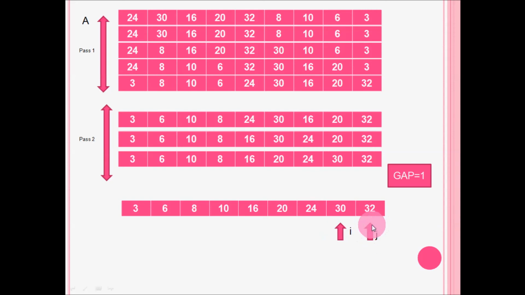Now our j has reached the n minus 1 index, that is the 8th index. So the pass is finished, and you can see here all the elements are sorted too. And if the pass ends, I again calculate my gap by the formula 1 divided by 2, which is 0.5, the floor value is 0, so the gap is 0. So the gap should never be 0.